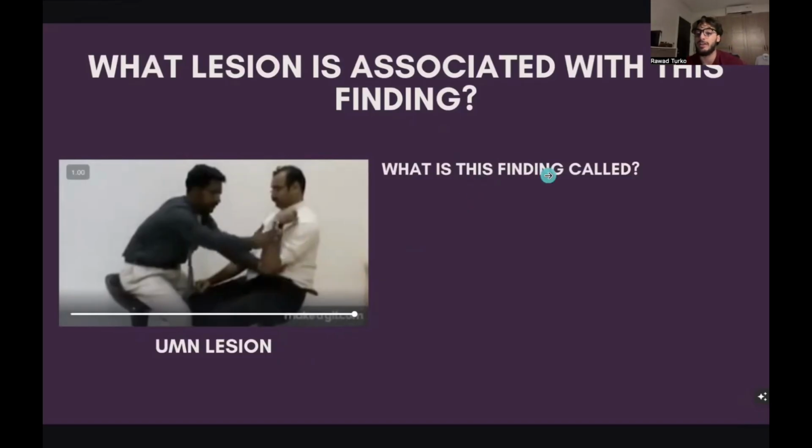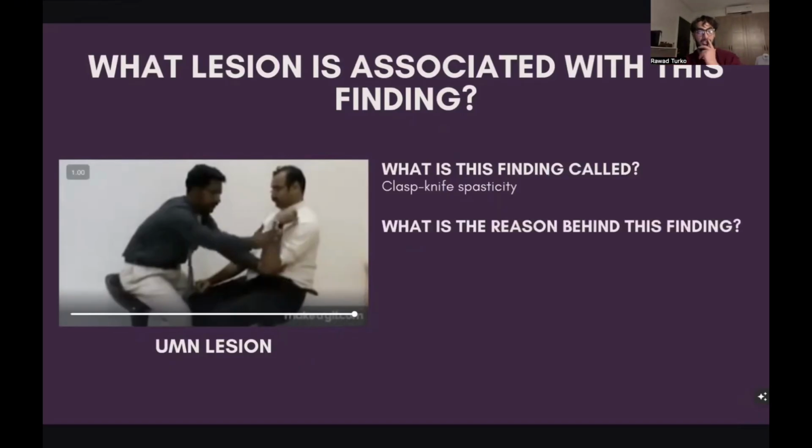Who knows what this finding specifically is called? This is the clasp knife spasticity. This is a key word that you should know is associated with an upper motor neuron lesion. So what's the reason behind this finding? This is disinhibition of lower motor neurons due to a loss of descending upper motor neuron control.